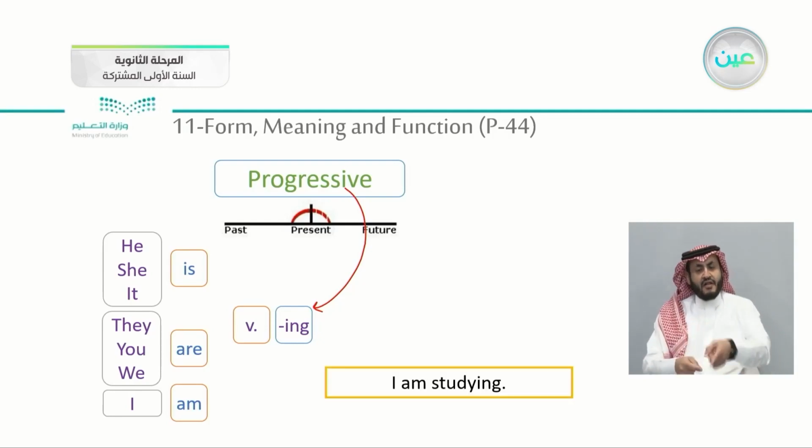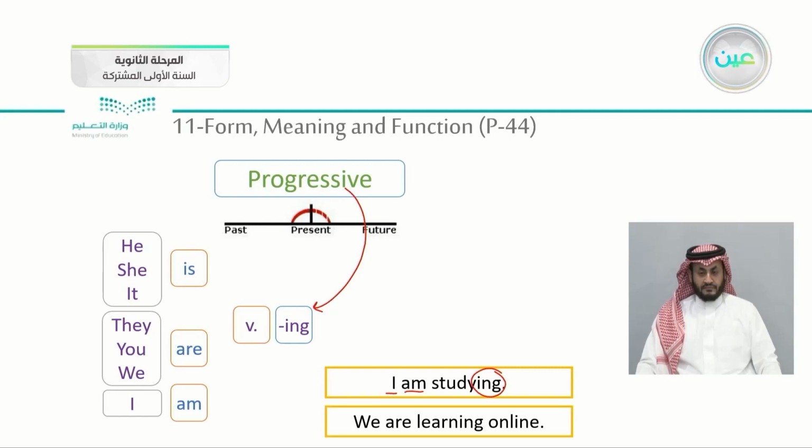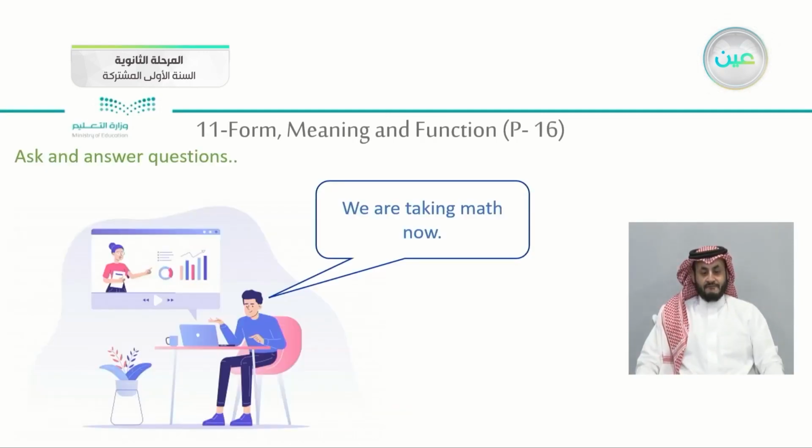So for the progressive, you will use the ing. What would we say? An example, I am studying. Here, pronoun, verb to be, ing. Then we will have another one. We are learning online. We are learning. We are taking a course online. Taking, ing.